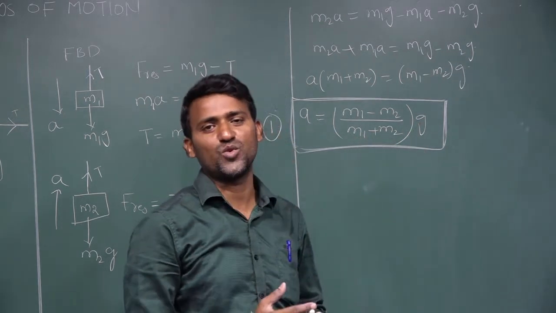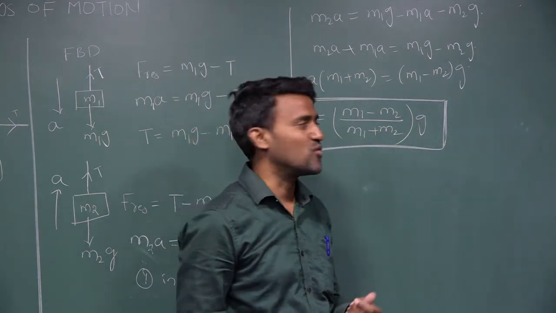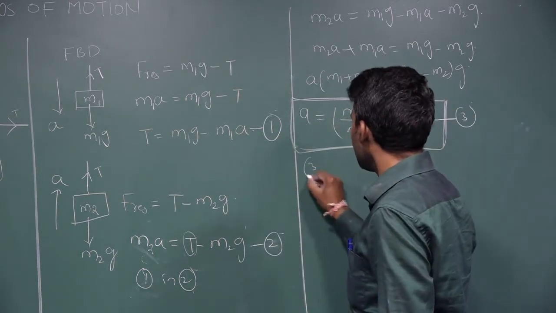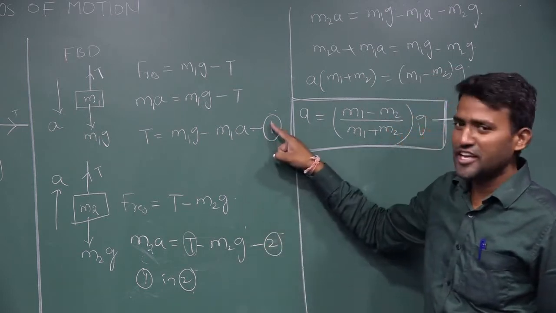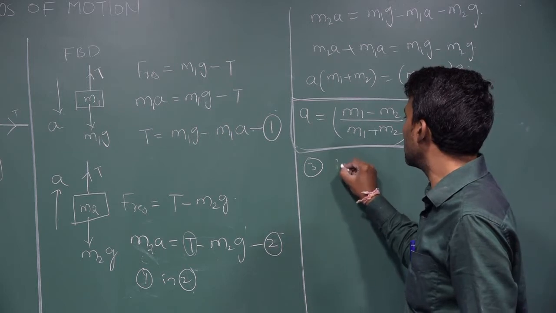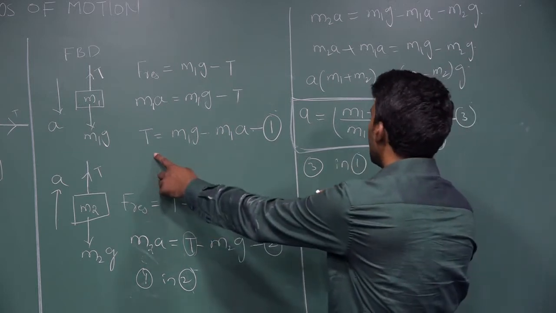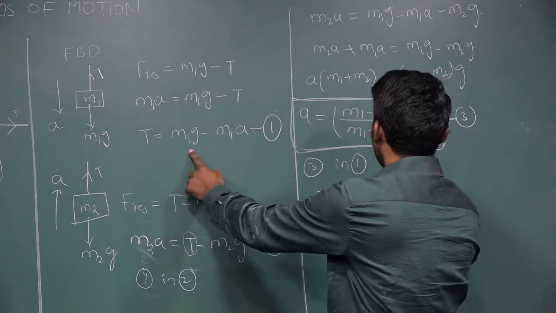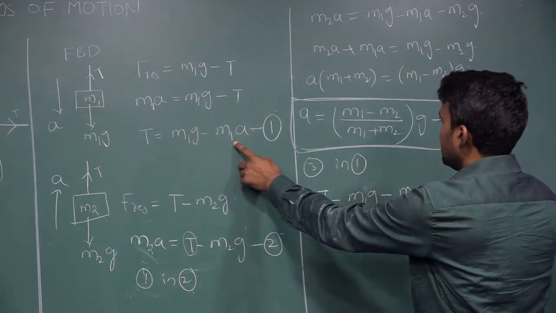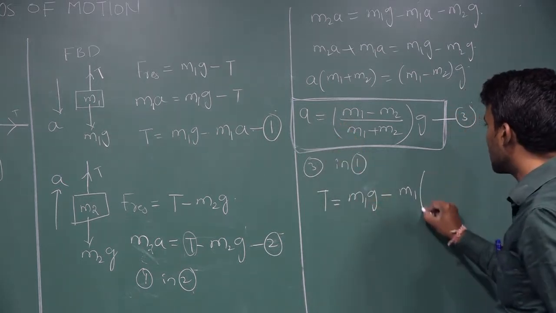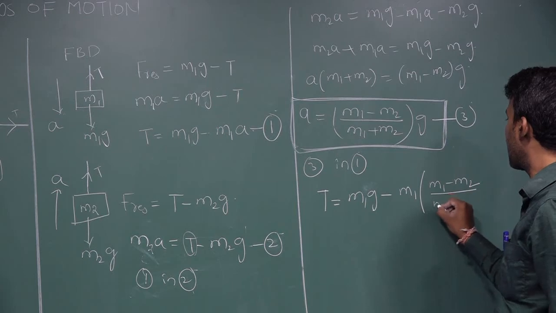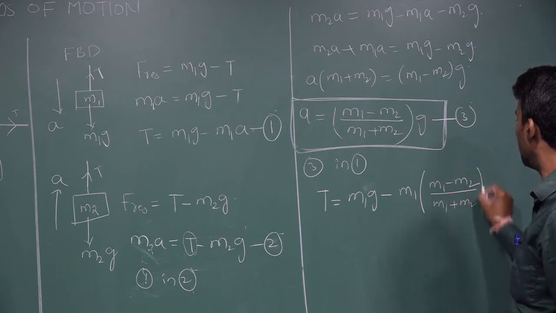What is the tensional force now? We want to calculate the tensional force. This is equation number 3. Substitute equation 3 either in equation 1 or equation 2. Now I am writing it in equation 1. So T is equal to m1g minus m1a, which is m1g minus m1 times (m1 minus m2) divided by (m1 plus m2), into g.